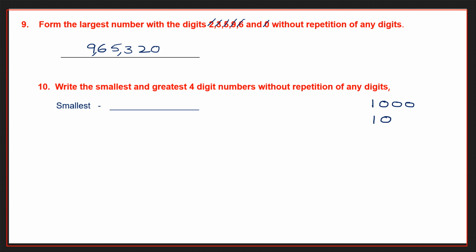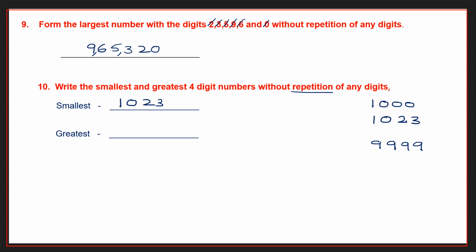Now, which is the next smallest digit? Now, 0, 1, then we have 2, then we have 3. So, this is my smallest 4-digit number without repetition of digits. Now, the greatest 4-digit number is 9,999. Now, I have to write this without repetition of any digits.